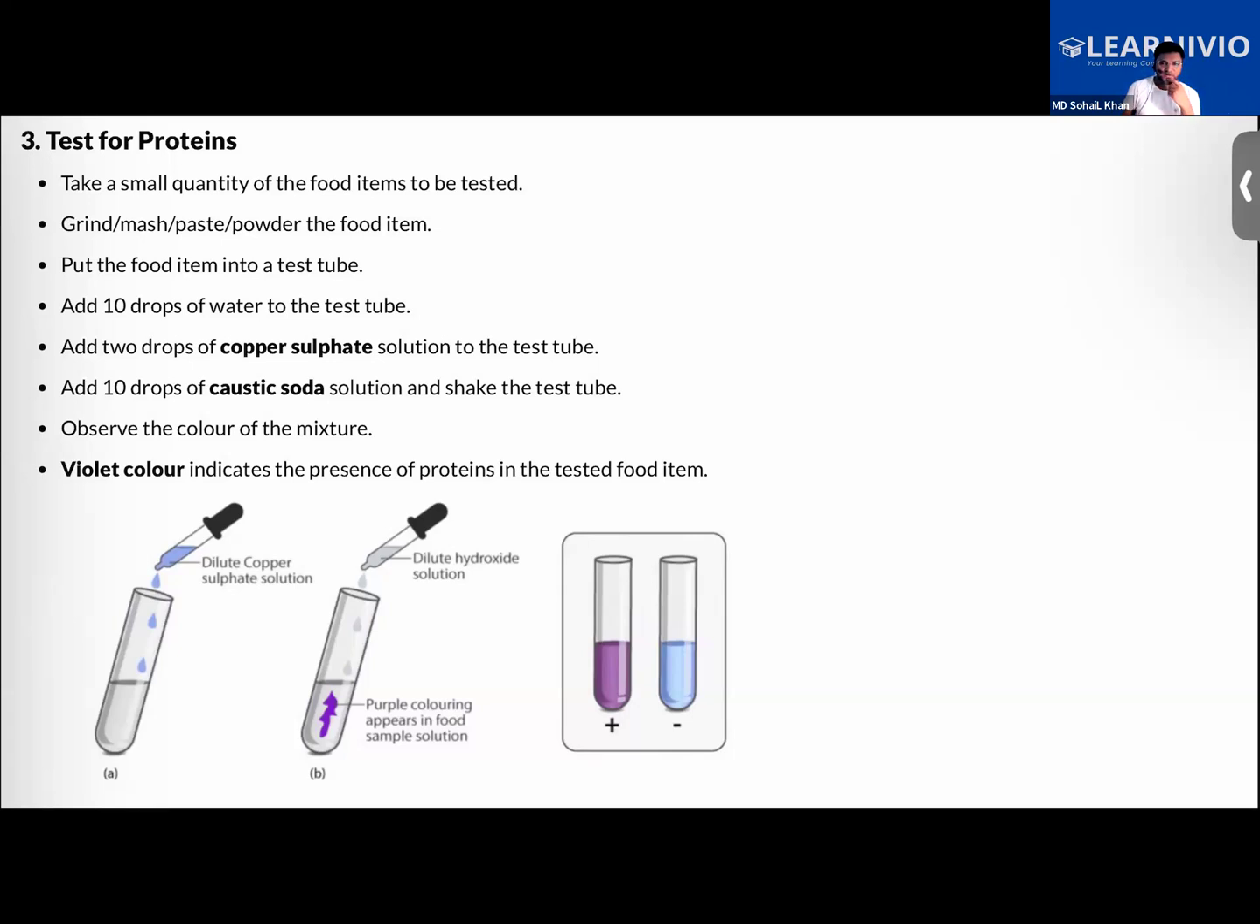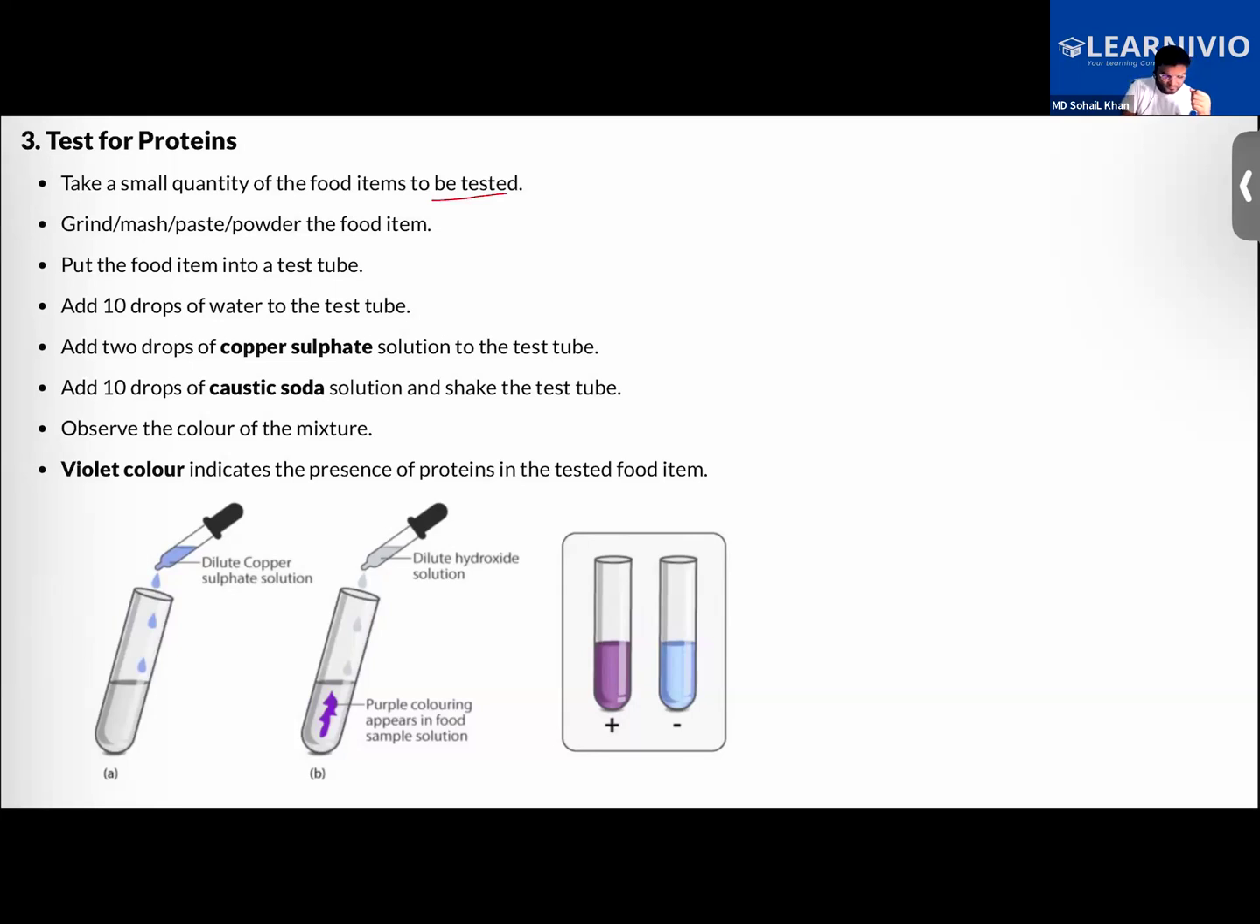Different kinds of food items contain protein. Like animal meat contains protein, eggs contain protein, isn't it? Fish also contains protein. Dal also contains protein in it. You understand, right? Okay. So we will take some food item that contains protein. We will take a small quantity of the food item that will contain protein in it.